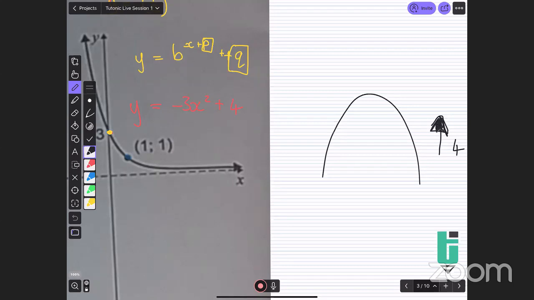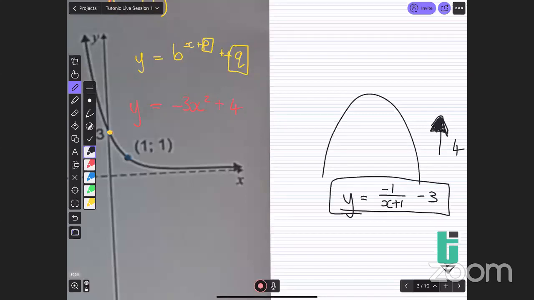Yes. Or if I gave you a hyperbola, which I said is -1 over x plus 1 minus 3, just from you telling me this equation, I will know that this graph is shifted to the left by 1, and it's down 3, and it's in the second and the fourth quadrant.